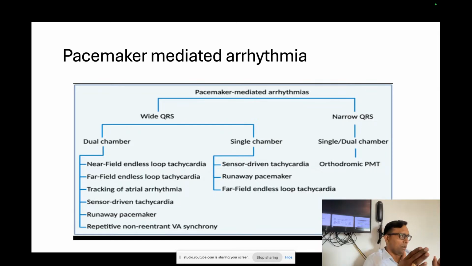So it is very difficult to say. It means when the ventricular activity is taken as atrial activity, because the atrial lead is near to the ventricle. So this can happen. That is called far field endless loop tachycardia.